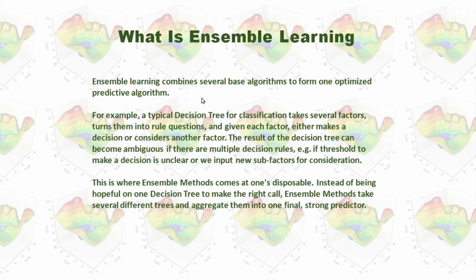For example, if we use decision tree for classification, we might have several factors, and we might have several decision trees. And all individual decision trees might give us a different conclusion. Ensemble methods take several different trees and aggregate them into one final strong predictor.